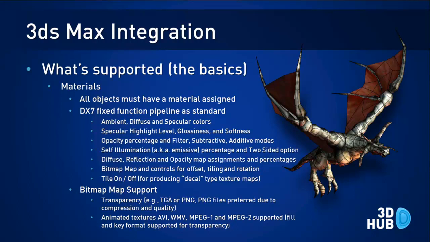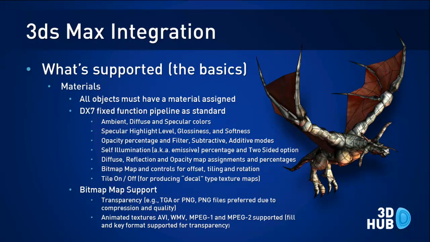The pipeline that we work with is a DirectX 7 fixed function pipeline. So all things like the ambient, diffuse and specular colors from a material, they'll all export, along with things like the highlight level, glossiness, softness, all the specular information, they'll go. Opacity works. You can decrease the amount of opacity either in the curves, the animation curves, or via the material. They'll all work. Self-illumination, two-sided, so if you take the two-sided option in the material, you won't get any backface culling when it comes to the export. The diffuse, reflection, opacity map, you can get some really nice effects using the reflection part of the material.